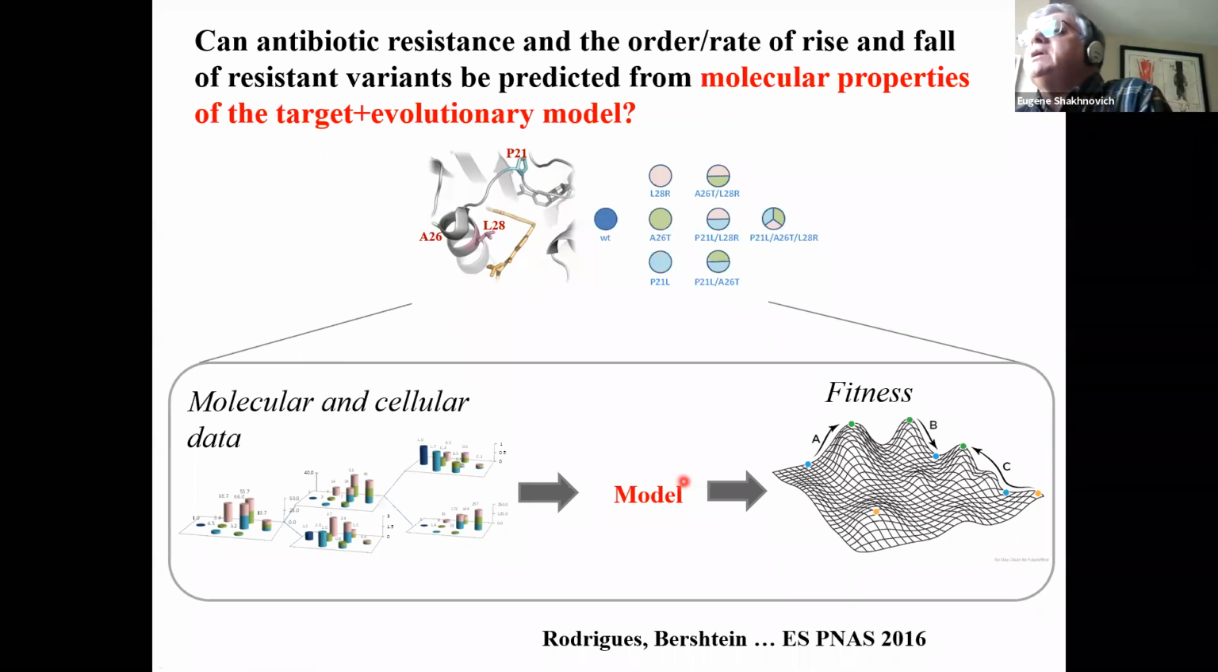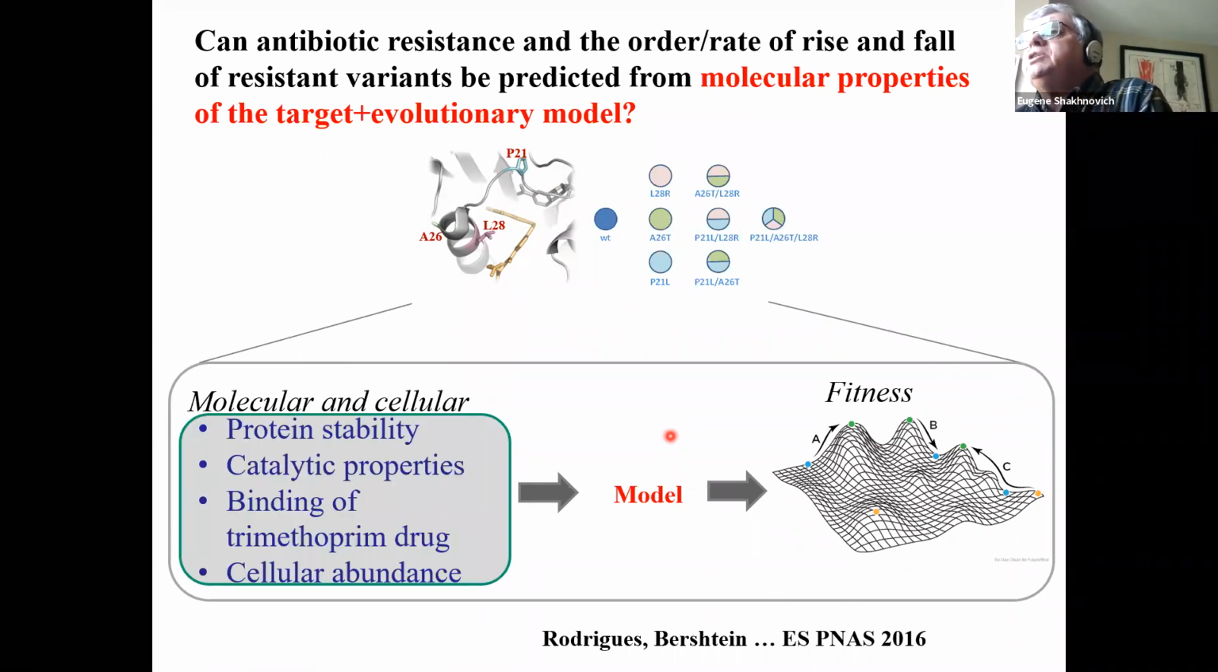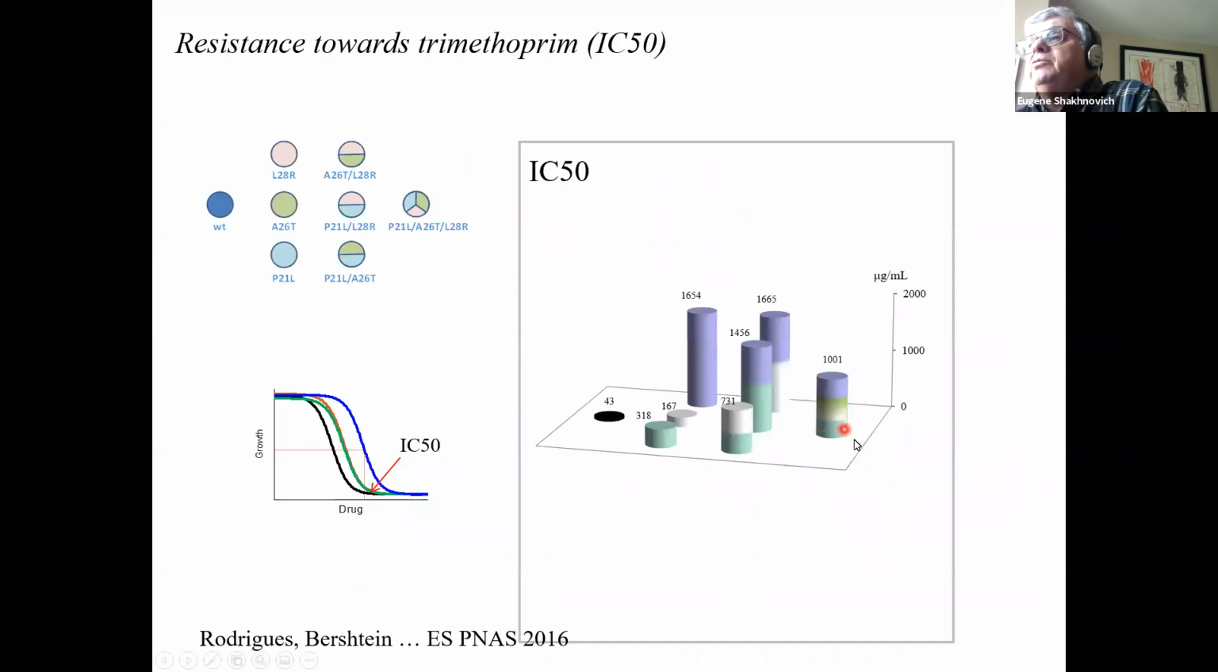But the point is that essentially the question was, can we predict fitness from these measurements of molecular and cellular properties? So if we know exactly what this mutation does to the protein, can we predict what this mutation does to the organism, what will be fitness here? Or IC50, the concentration of antibiotic when growth rate falls to half.